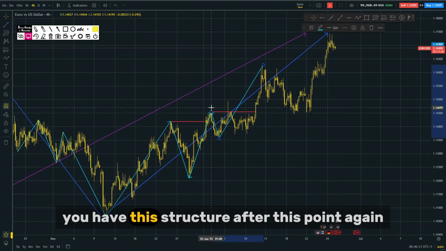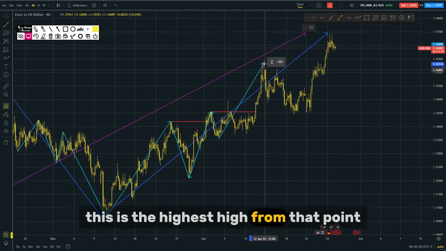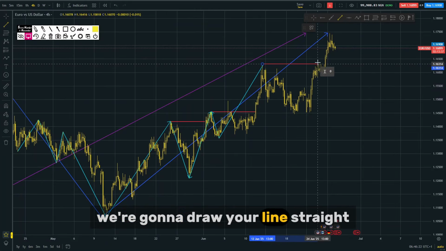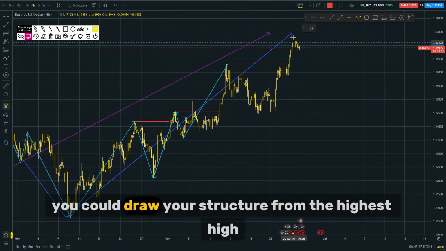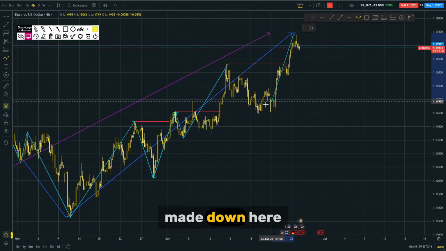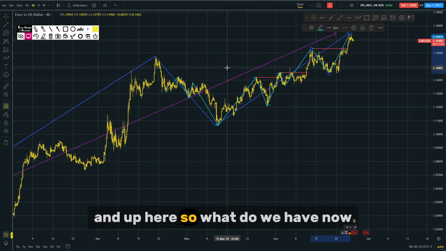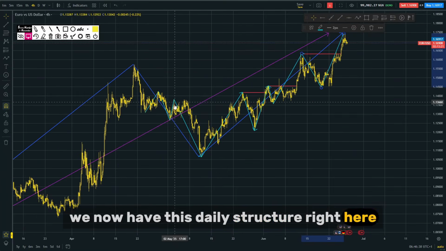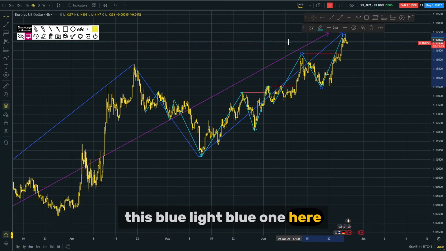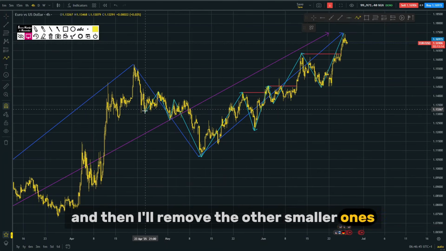You have this structure. After this point, again, what is the high? This is the highest high from that point. We're going to draw a line straight until price closes above again. And then you could draw your structure from the highest high made down here and up here. So what do we have now? We now have this daily structure right here. This blue, light blue one here. I'll draw it all in one go now, and then I'll remove the other smaller ones we've drawn.